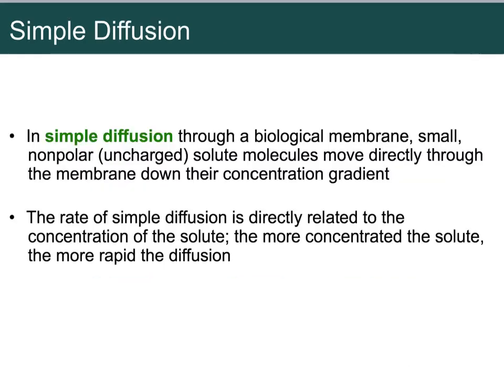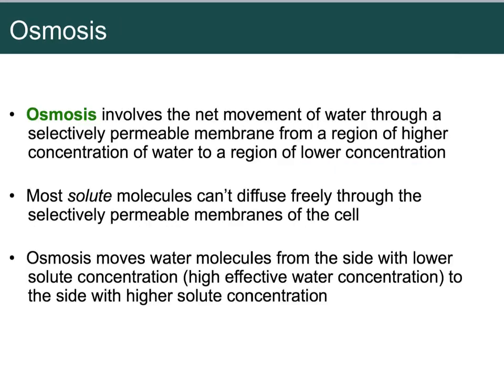Simple diffusion is just stuff moving right through the membrane, down the concentration gradient. That's important. It has to go from high concentration to low concentration, but simple diffusion is just stuff diffusing right through the membrane. No help, simple stuff. Osmosis is kind of the same, except now it's water moving. So it's water moving through a membrane instead of the molecules.